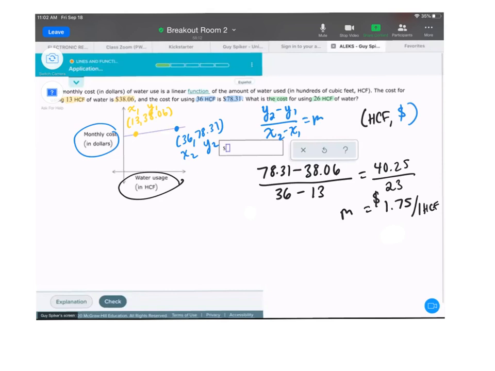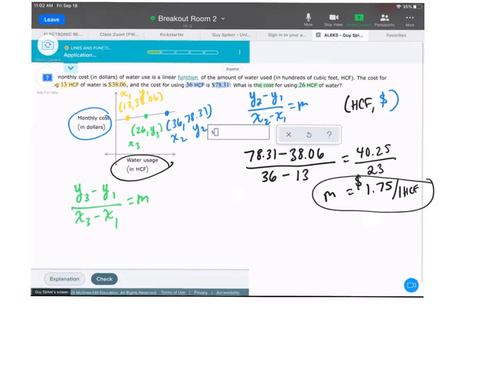Now we've got this information, and we want to figure out the cost. So we want to go back on our graph and figure out where that cost is going to fall. This is going to be at 26, and we're looking for Y3 in this case. So we're going to take Y3 minus Y1 over X3 minus X1, and that's going to equal your slope.